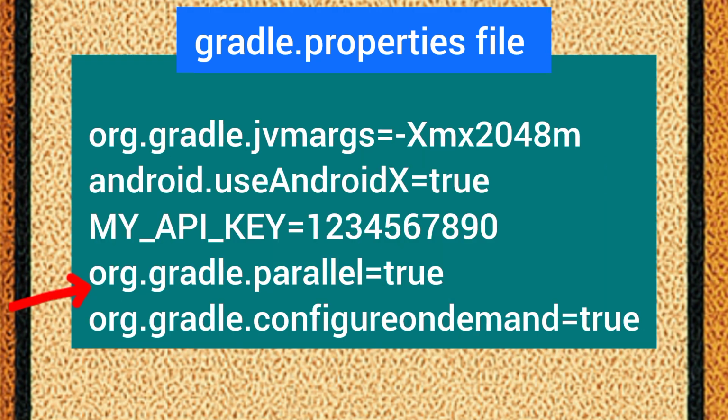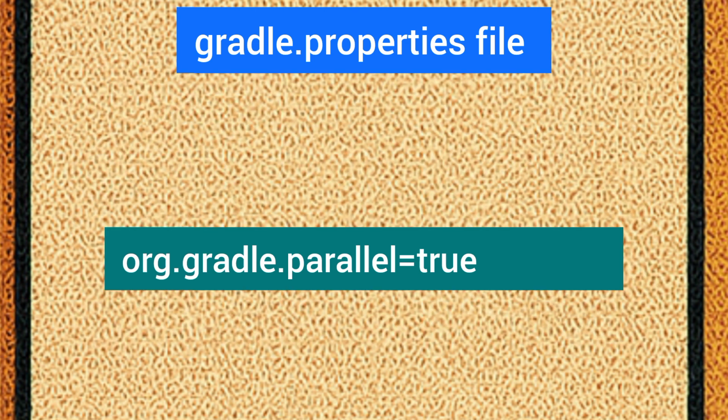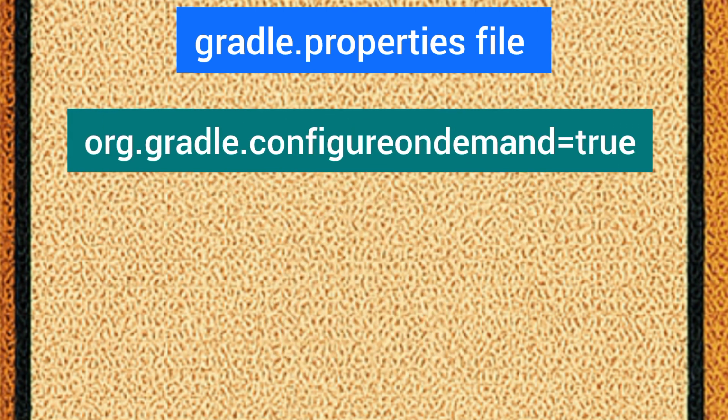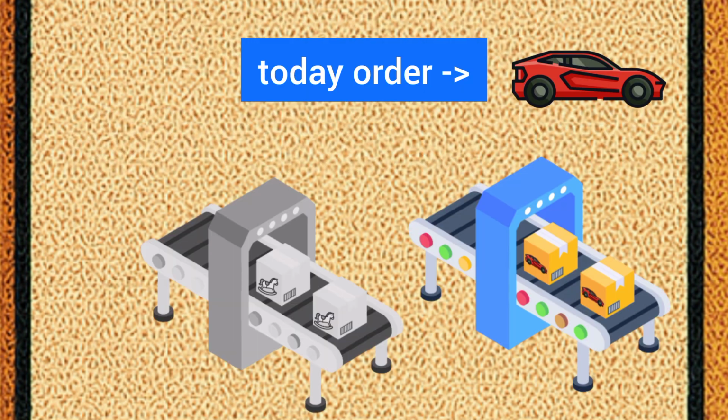org.gradle.parallel equals true. This allows Gradle to run multiple tasks at the same time, if they're independent. It's like hiring multiple workers in a factory to work in parallel. Finally, org.gradle.configureondemand equals true. It tells Gradle to only configure the modules that are needed, not all of them. Like starting only the production lines required for today's orders.